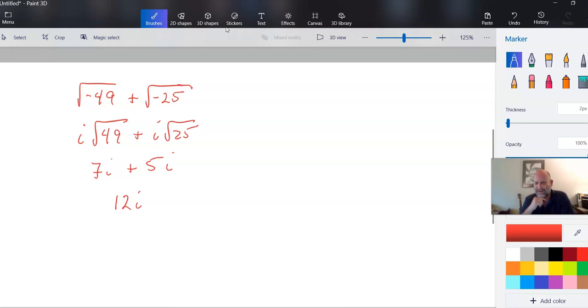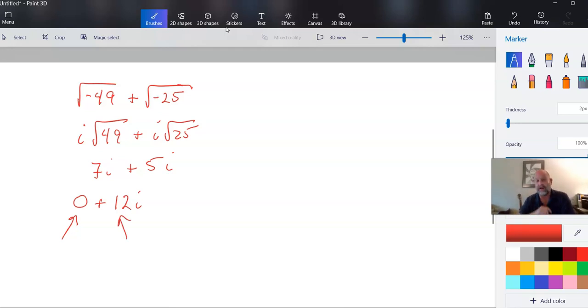Although I will point this out, every once in a while things get a little bit too nitpicky. Sometimes you are forced to write this, 0 plus 12i, because this is the real part and this is the imaginary part. So be aware of that. You may be asked for that 0 as well.